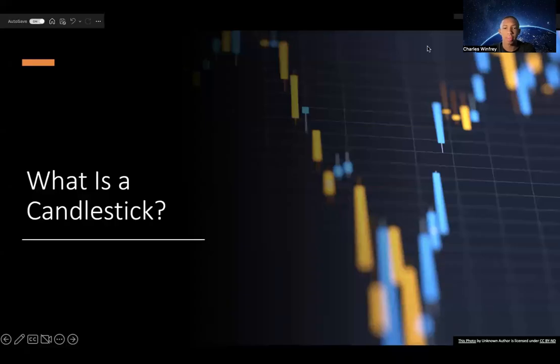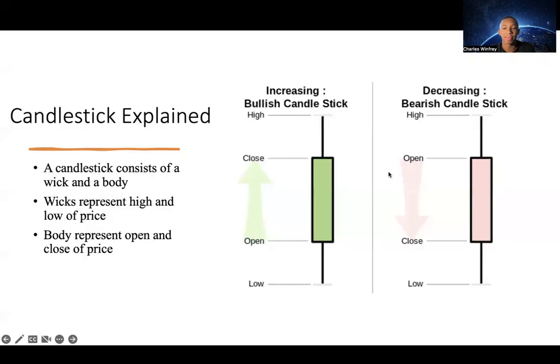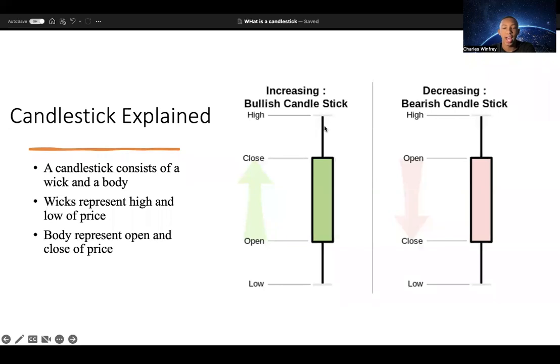Have you ever looked at the stock market and wondered, what do all those lines mean? Well, you're not alone. Those lines are what we call candlesticks. Candlesticks show the high, the low, the open, and the close of a stock in its respective time period. Candlesticks can help us determine where a stock might go in the future.